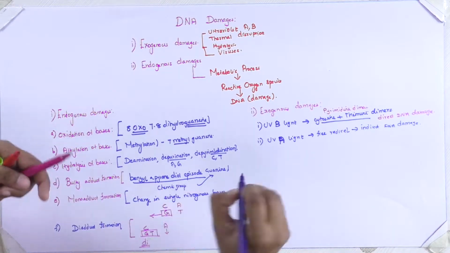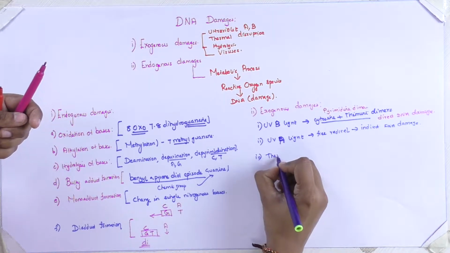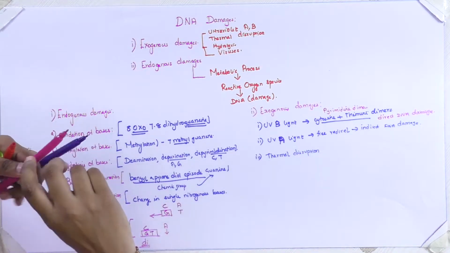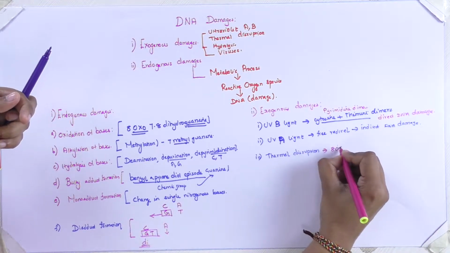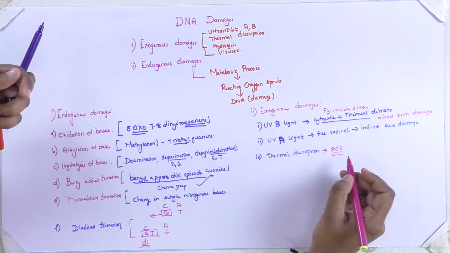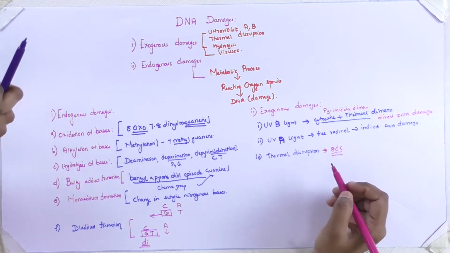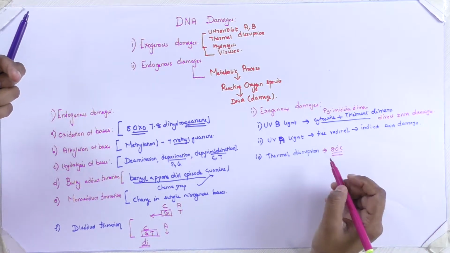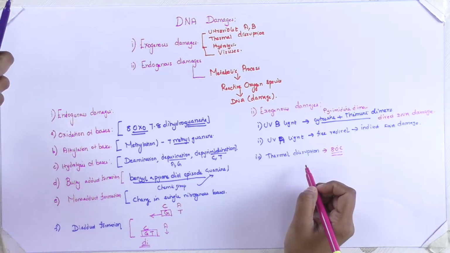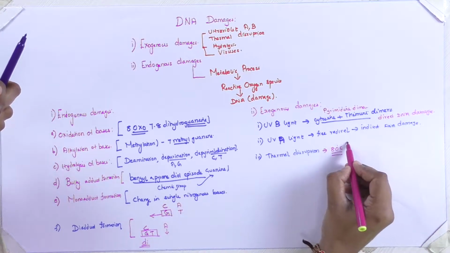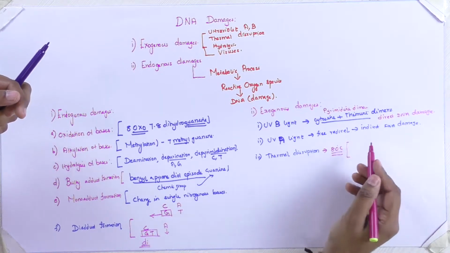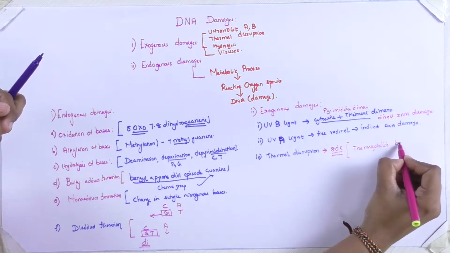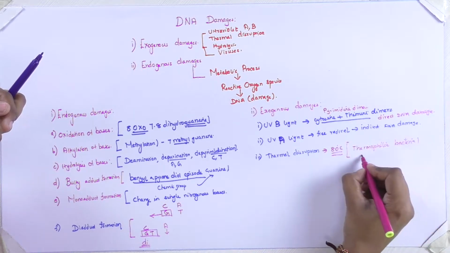Next, the third one is thermal disruption. After a specific temperature, for example 80 degrees Celsius, your body cannot withstand the heat. In that process, DNA mutation or missing of bases will take place. So thermal disruption is also a responsible factor for your DNA damage. There are some bacteria which can withstand this temperature, and they are known as thermophilic bacteria. An example is Thermus aquaticus.